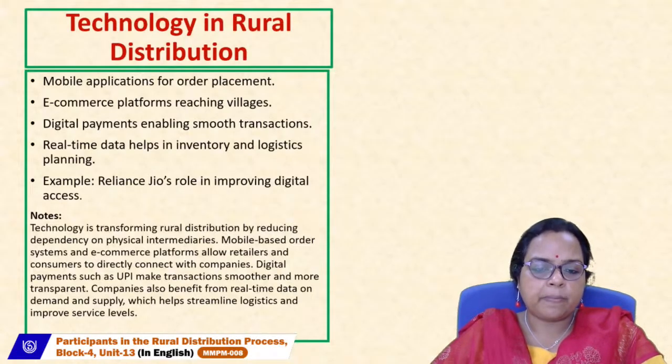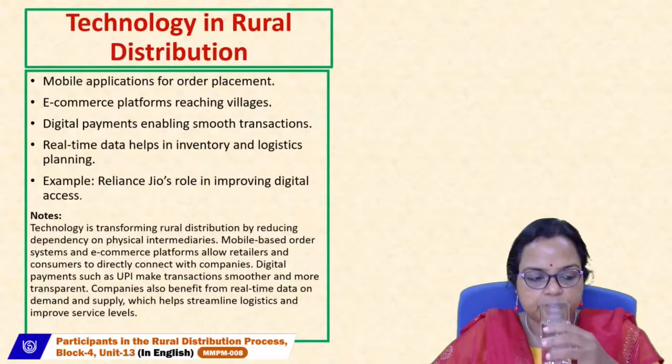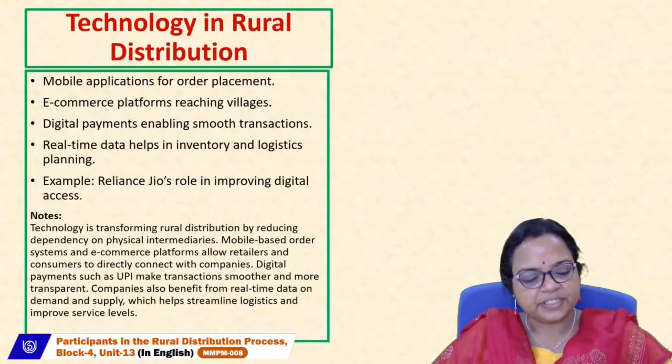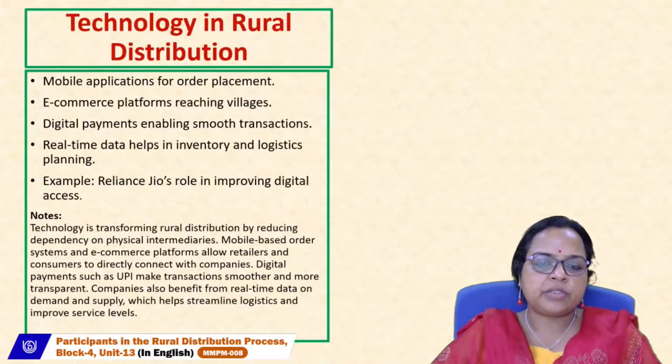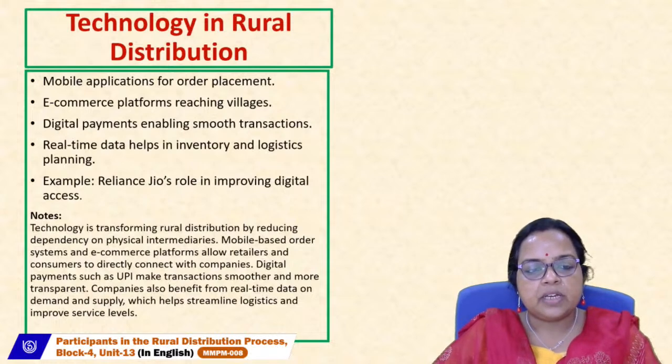Let it be a mobile application for ordering from Amazon or Myntra, or for replacing or cancelling their order. They are nowadays exposed to mobile applications and the internet. So e-commerce platforms are slowly reaching villages, be it Amazon, Myntra, Flipkart or other sources. They are also starting to pay through digital payments, and it is making the process even easier. Real-time data helps in inventory and logistics planning.